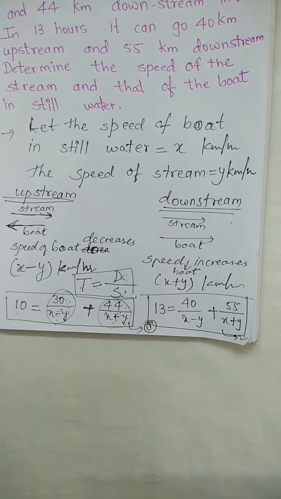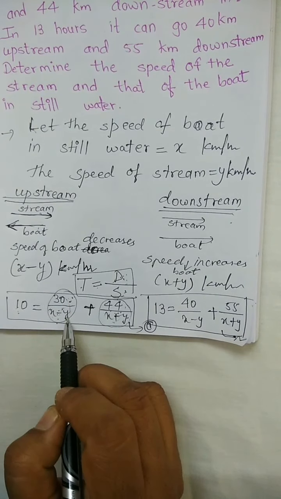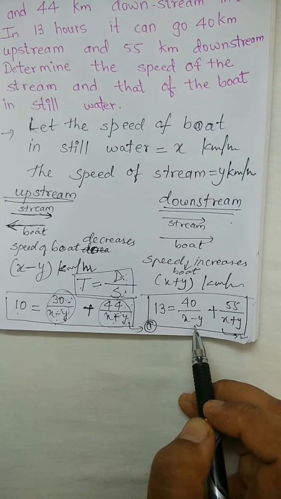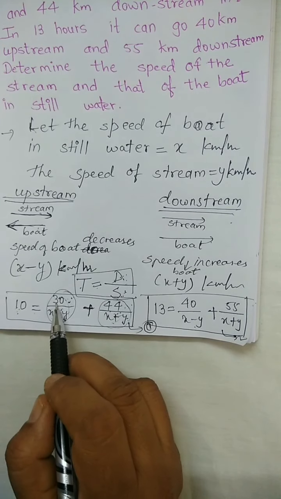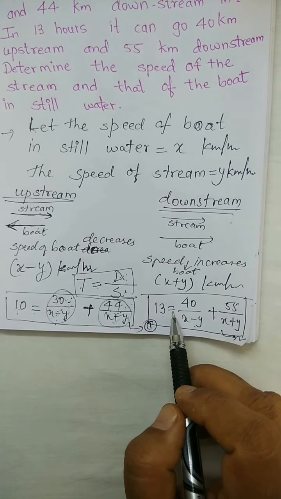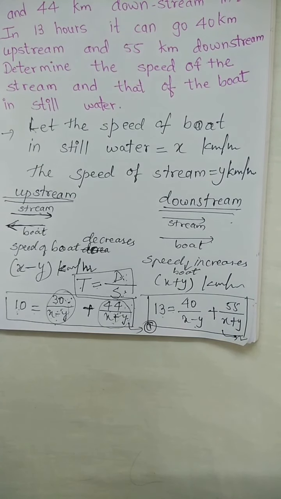Now we have to solve this problem by first converting it into linear form by substituting. What will you substitute here? 1 upon x minus y you take as a, and 1 upon x plus y you take as b. Then it will become 10 equals 30a plus 44b. Here it will be 13 equals 40a plus 55b. Then after solving, one more time you have to use the elimination method to get the x and y values.